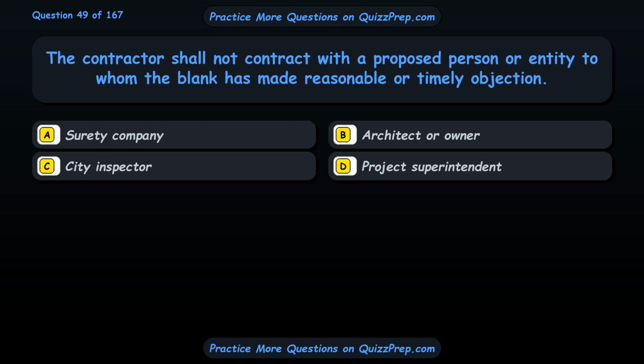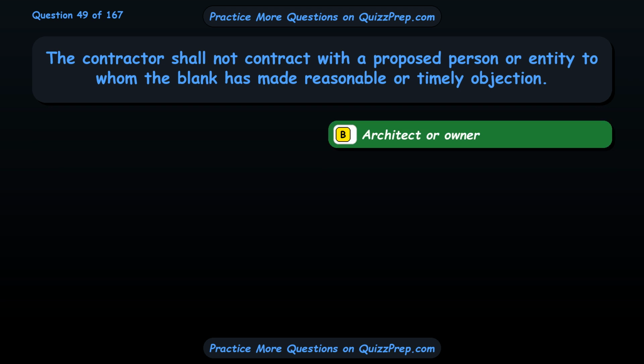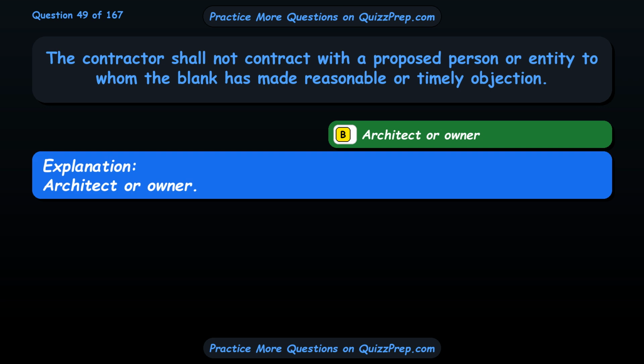Question 49. The contractor shall not contract with a proposed person or entity to whom the blank has made reasonable or timely objection. Option A. Surety company. Option B. Architect or owner. Option C. City inspector. Option D. Project superintendent. The correct answer is option B. Architect or owner.